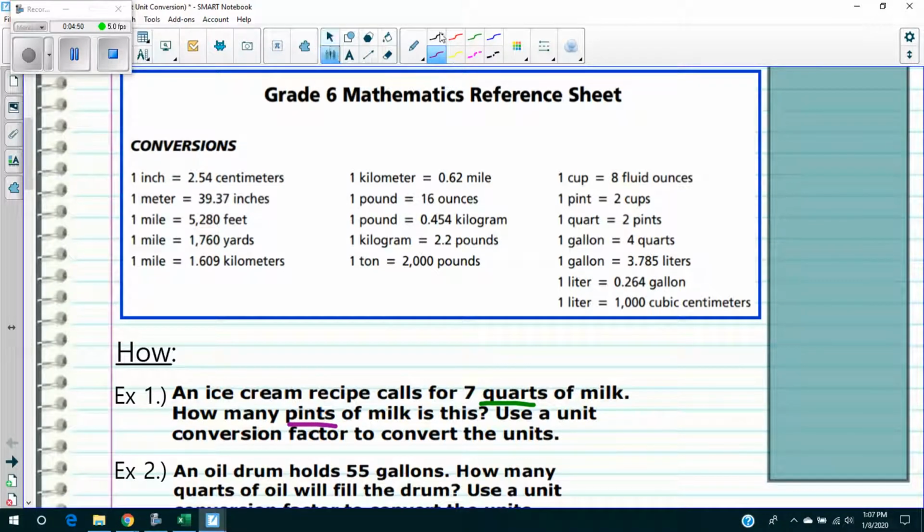Now, let's see. Where are quarts here? Quarts, right here. So I see the word quarts and pints. Quarts, pints. So right off the bat, this is fairly straightforward. I think all of you should be able to do this. So let's measure it. QT for quarts, PT for pints.